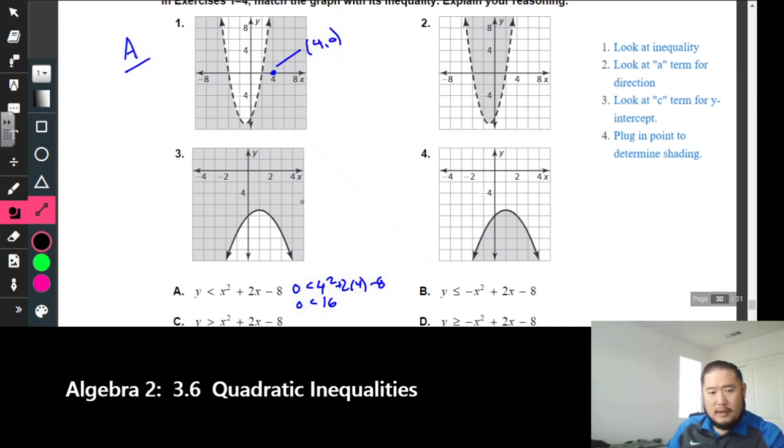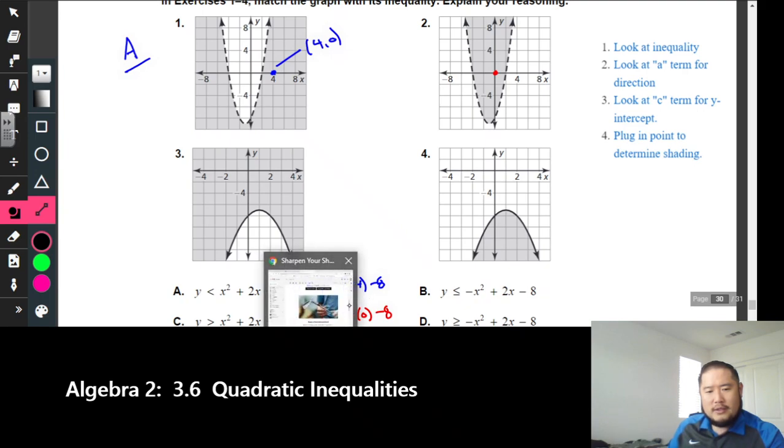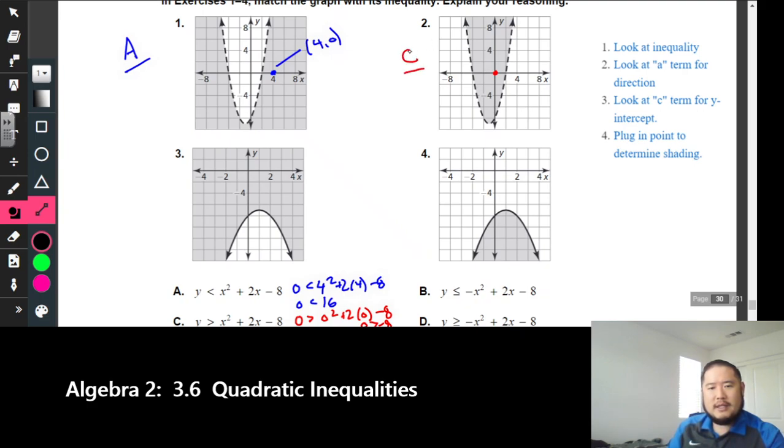Well, let's prove that. Let's pick a point right here inside of number 2, 0, 0. I always want to try to pick an easy one. And so if I go ahead and plug things in, 0 is greater than 0 squared plus 2 times 0 minus 8. And so this right here will simplify down to 0 is greater than negative 8. That right there sounds like a true statement. That makes number 2 letter C.